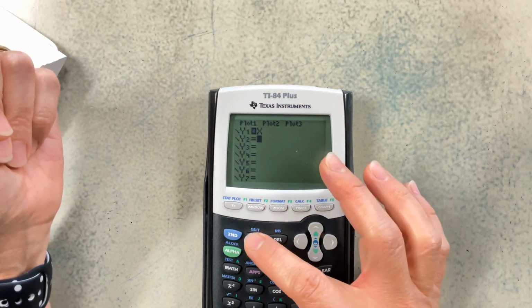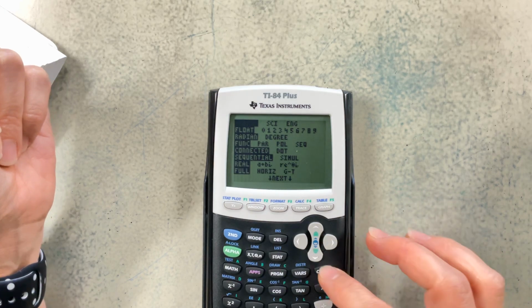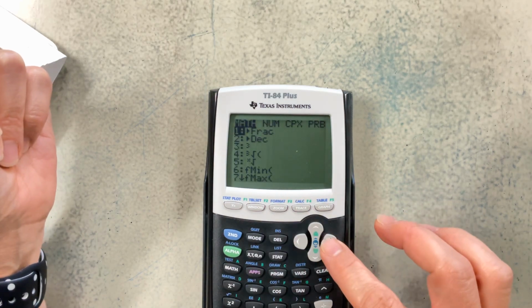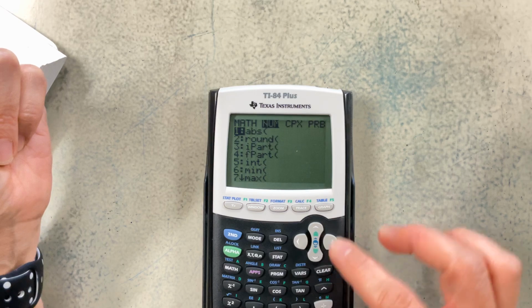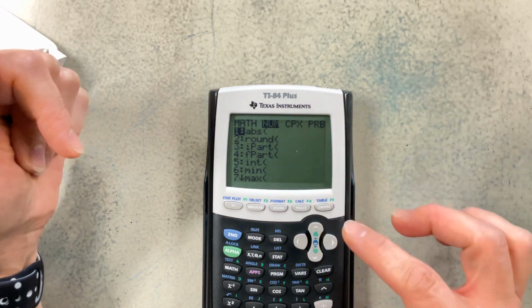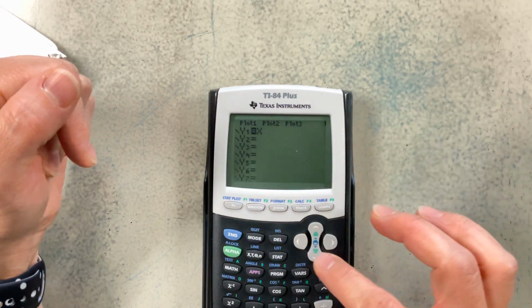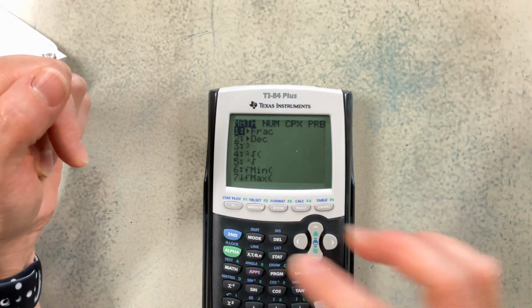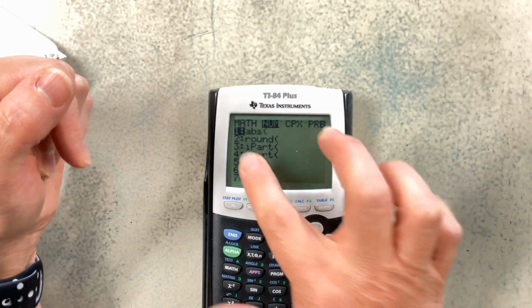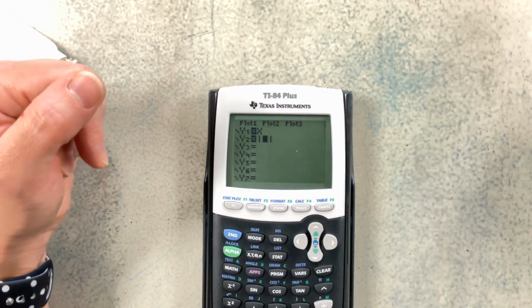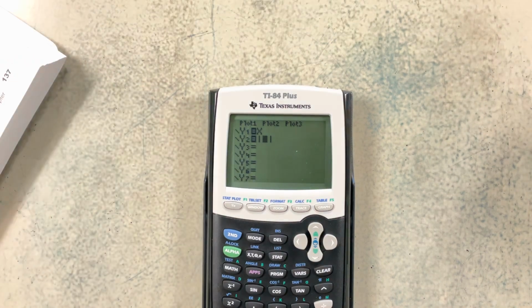Now I'm going to go to mode. Nope, wrong one. Sorry. Go to math, and we're going to go over to number. ABS stands for absolute value. So we're going to go to math, number, and then number 1 is your absolute value. Okay, and you can see the lines now.